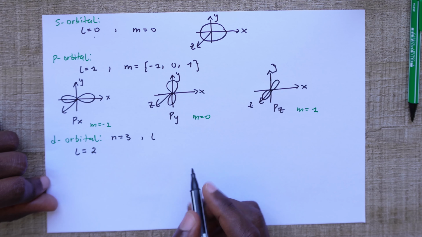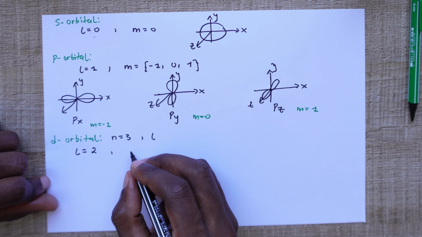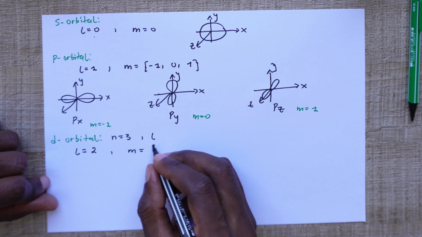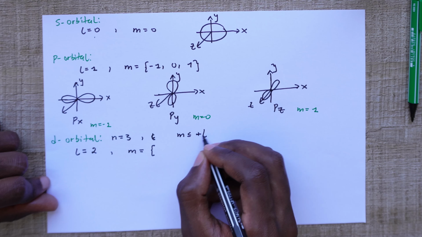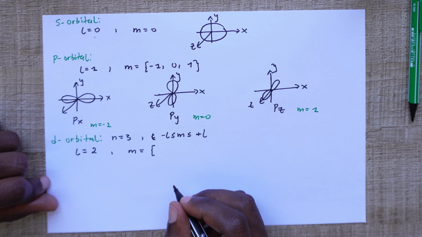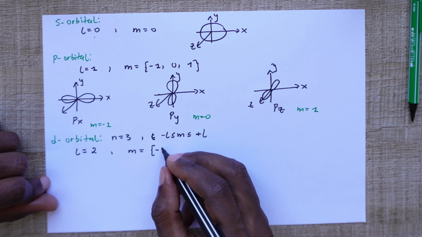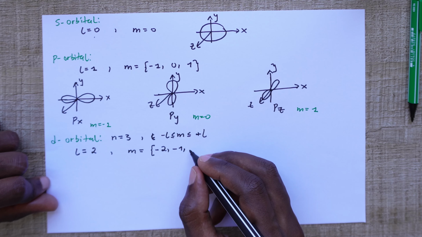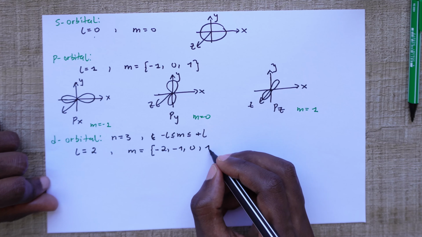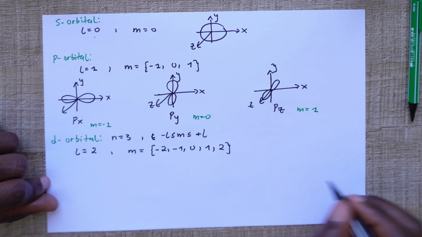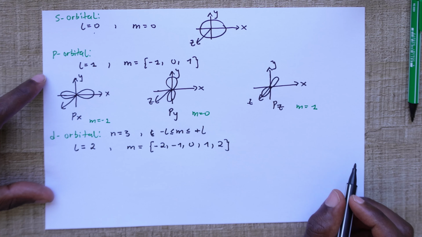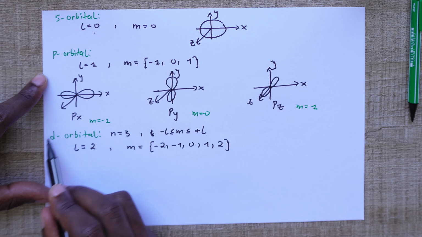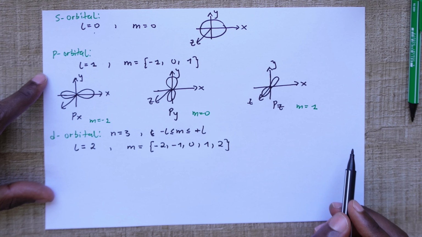If L is equal to 2, then the magnetic quantum number, you remember that the magnetic quantum number varies from negative L to plus L. So in this case, m has to be negative 2, negative 1, 0, 1, or 2. So there are 5 possibilities. And these 5 possibilities would correspond to the 5 different types of d orbitals.